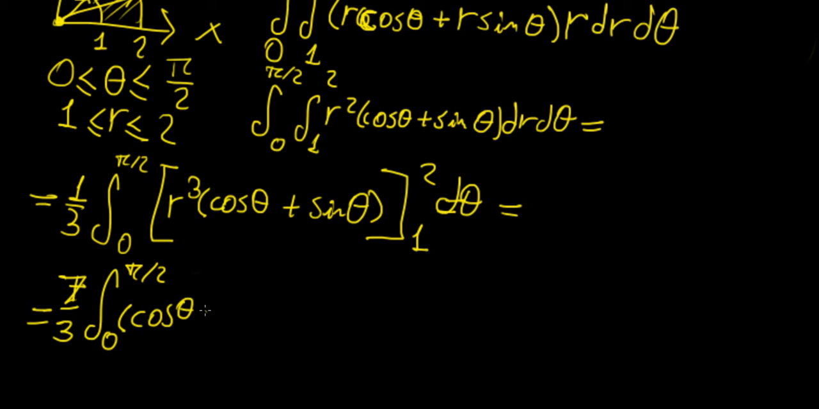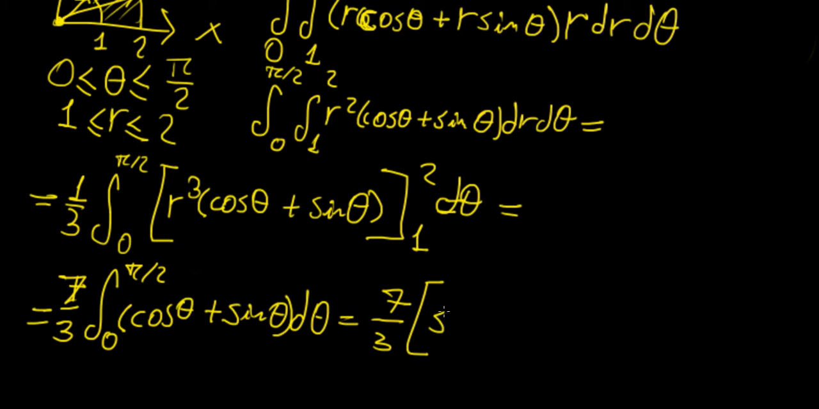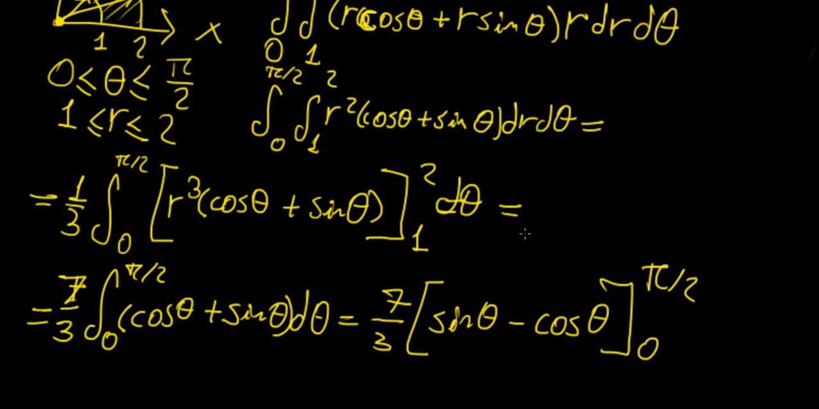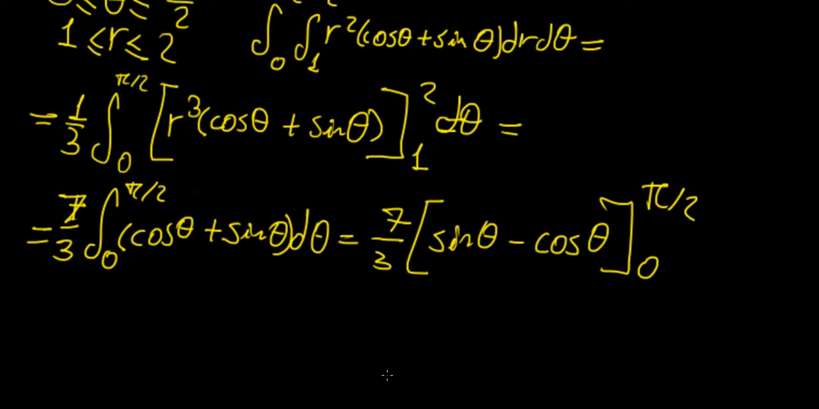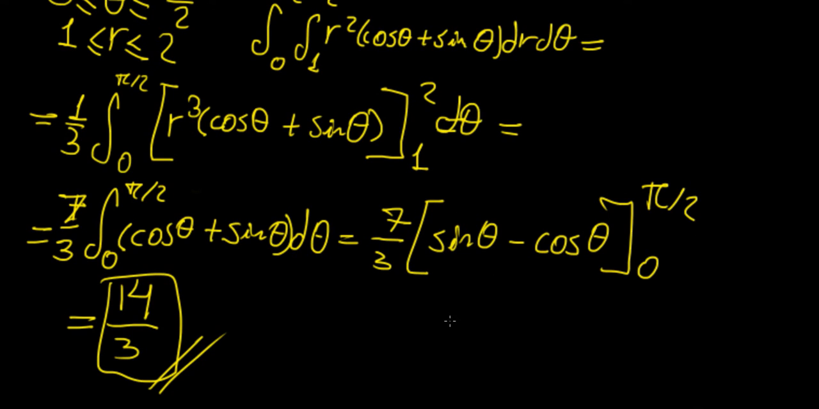Cos theta plus sine theta d theta. Now we integrate this, so we're going to get the following: sine theta minus cos theta, from 0 to pi on 2. And then here we're going to have 14 on 3. That's going to be our final result once we plug those values in.